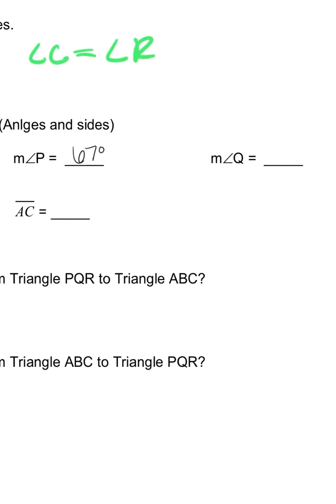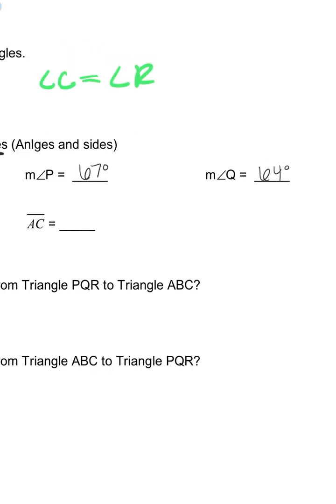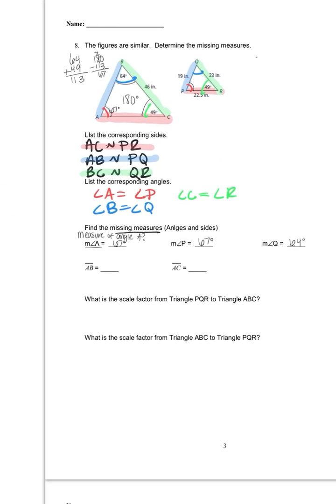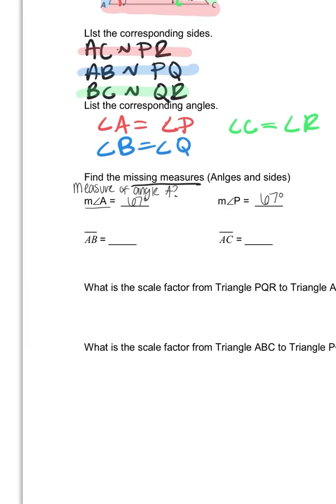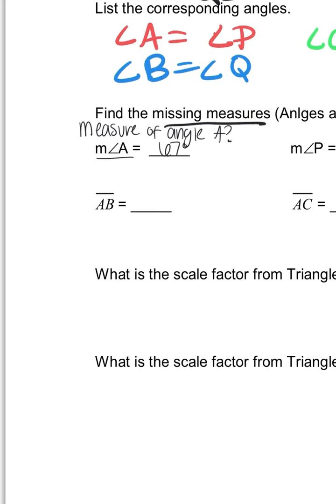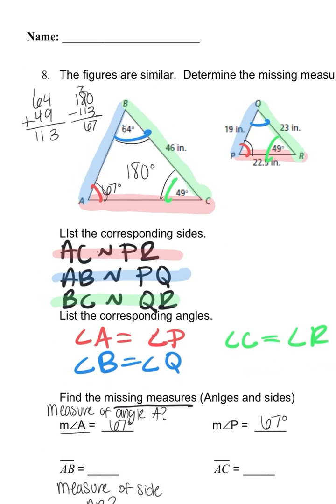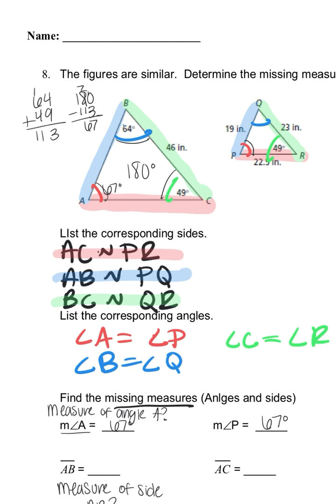So over here, measure of angle Q is going to be 64 degrees. All right, then the last piece on this one is showing you something that looks like this. And here's what it's asking you in words. It is wanting to know, what is the measure of side AB? As in, how long is side AB on your problem? Which means we need to take a look.